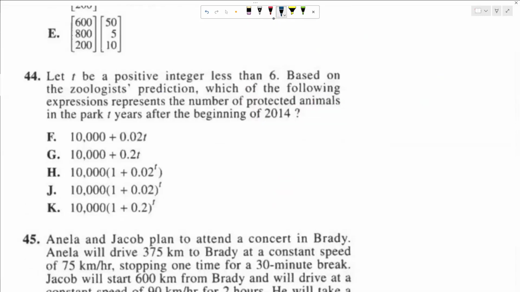It says, let T be a positive integer less than 6. Based on the zoologist's prediction, which of the following expressions represents the number of protected animals in the park T years after the beginning of 2014? So, how is this done?